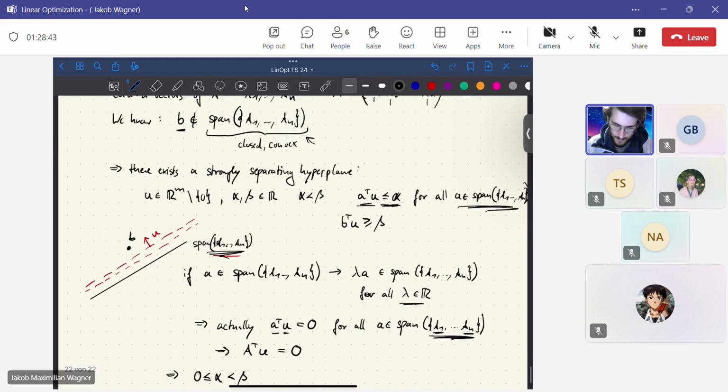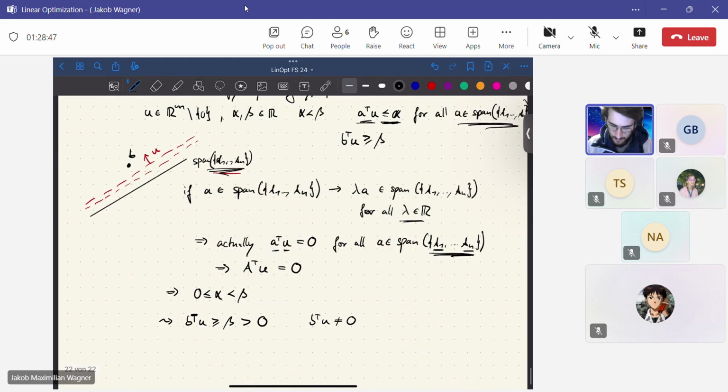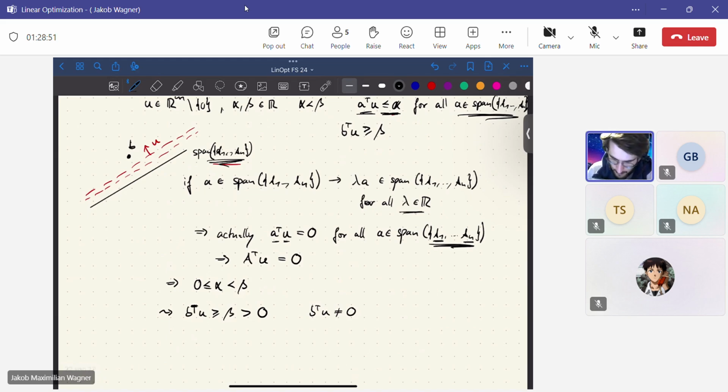If this linear system AX is equal to B has no solution, then we can find a U in Rm where A transpose U is equal to 0, but B transpose U is not equal to 0. So we can also prove the statement just by directly showing it using the separation theorems.